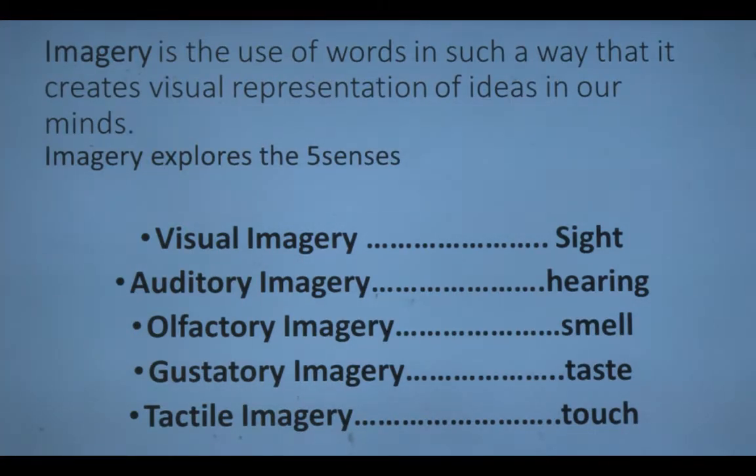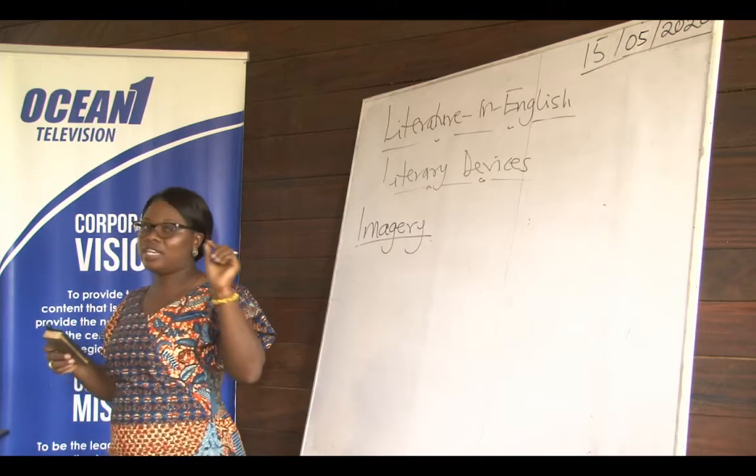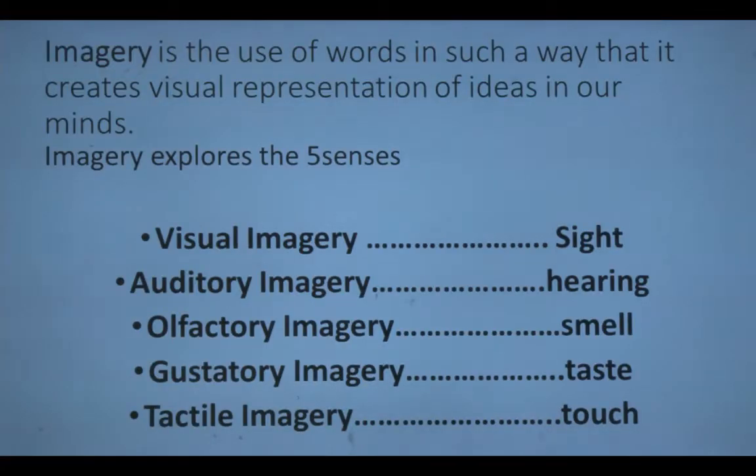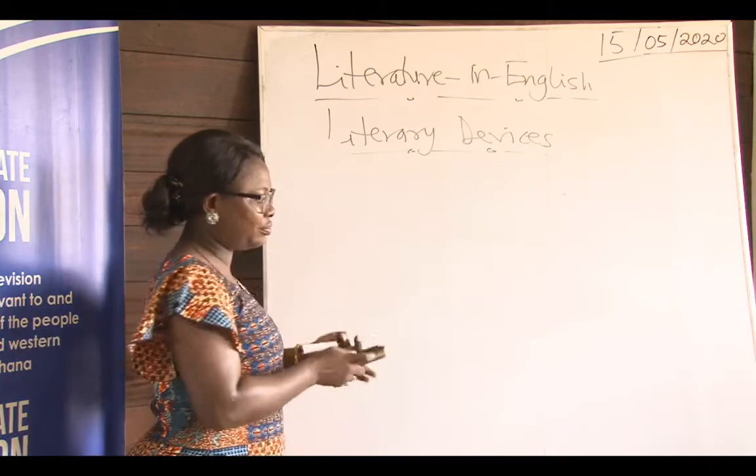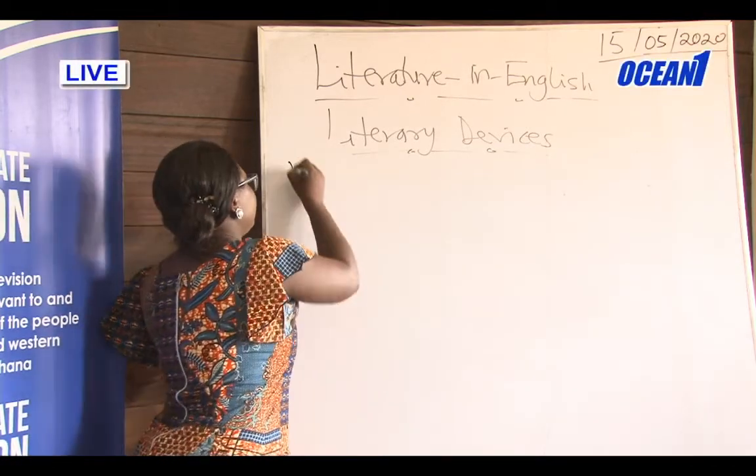How we experience things with our five senses is then used to exploit imagery, so that we will have visual imagery that is to do with sight, auditory imagery that is to do with hearing, olfactory imagery that is to do with smell, gustatory imagery to do with taste, and then tactile imagery to do with touch. Now, let's take each one of them and then look for examples. Visual imagery.